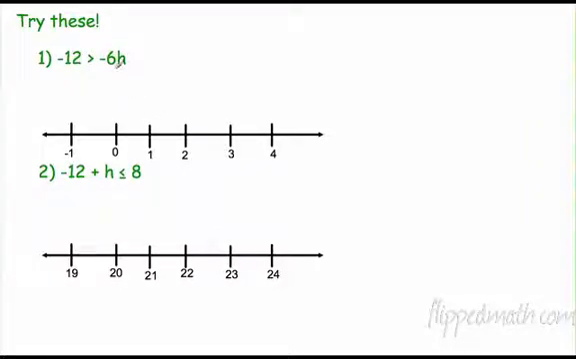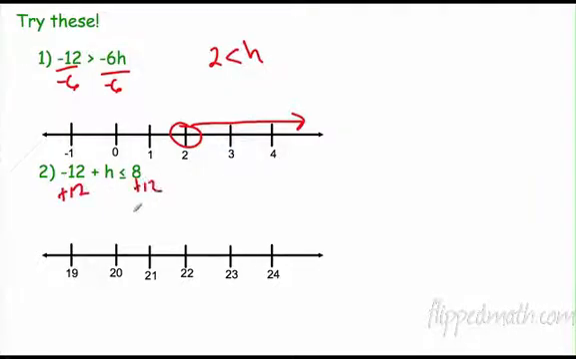All right, welcome back. So I need to divide by negative 6h, or just negative 6. When I divide, I have to switch. So negative 12 divided by negative 6, there's a sign change. That's 2 is less than h. So open dot, and I want all the numbers bigger than 2. All the numbers bigger than 2 goes this way. All right. Down here, I'm going to add 12. H is less than or equal to 20. Open dot, I want all the numbers less than that. It goes this way. Okay?